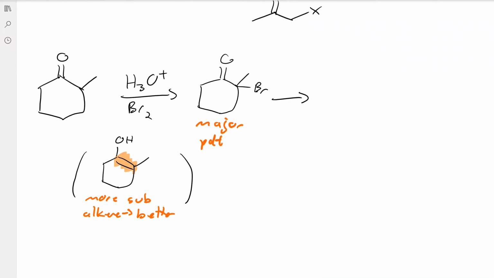And then once we have this alpha halogenation, another thing we can do is we can add a base such as pyridine and some heat. And now we've got a good leaving group. We've got a beta hydrogen to that bromine. And so we can do an E2 elimination to form an alpha beta unsaturated ketone, which we'll see will be useful later on.